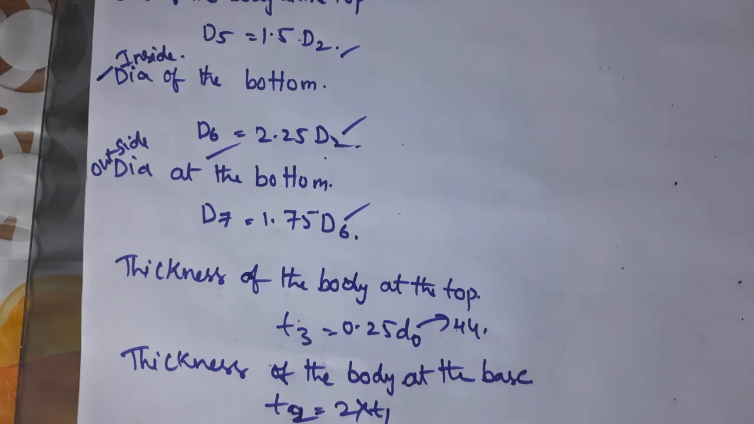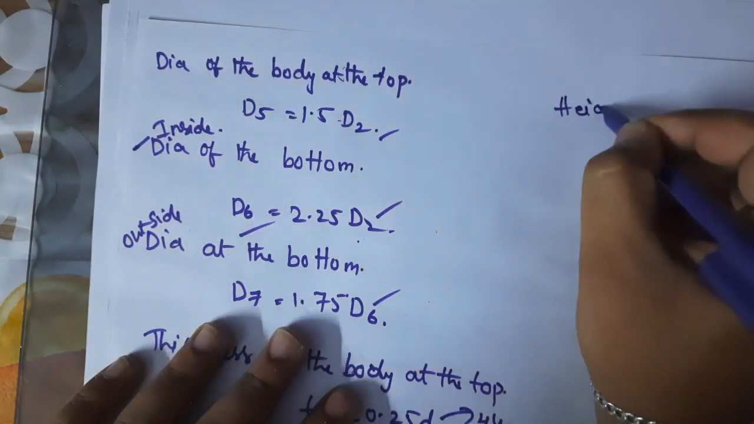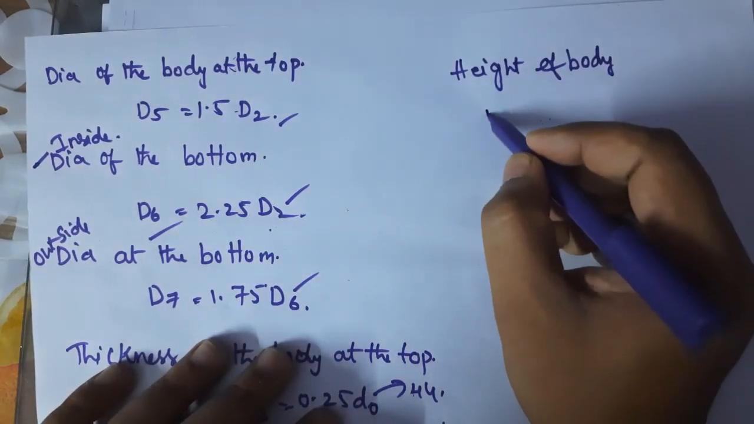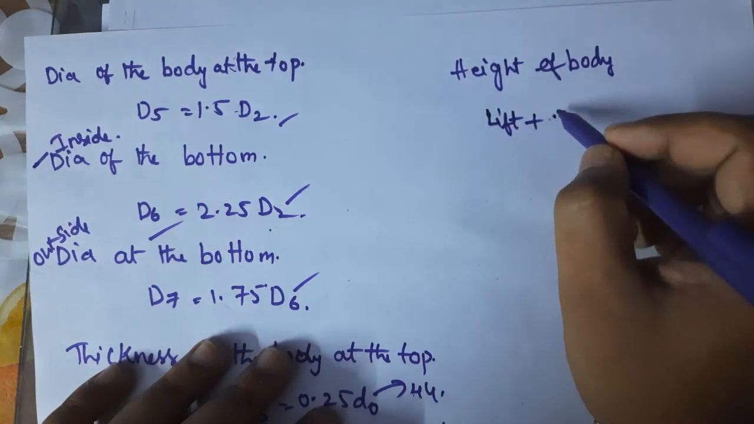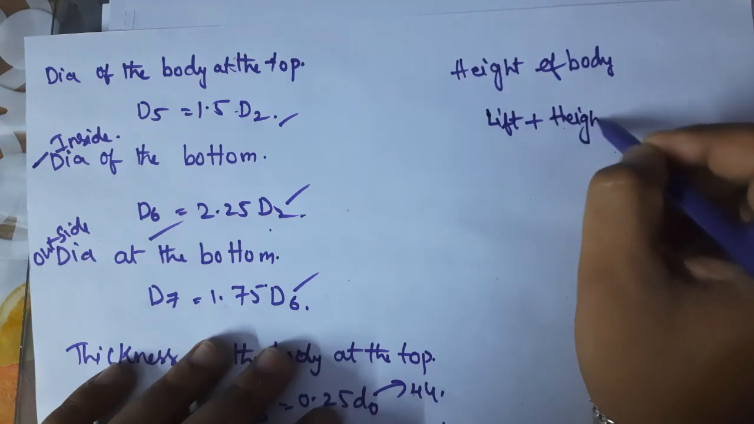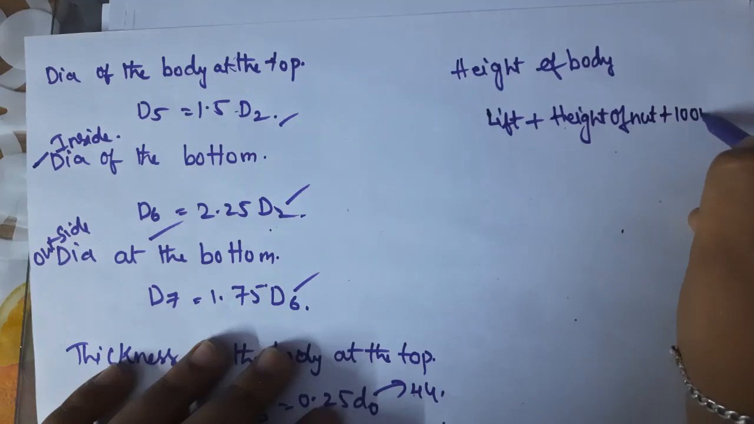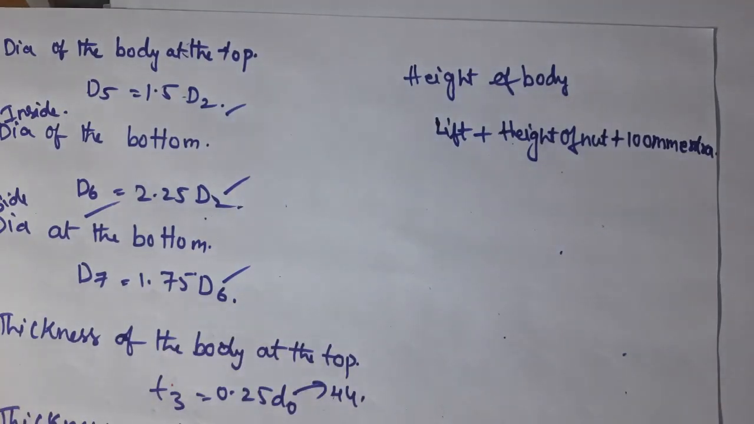Next, height of the body. Height of the body is nothing but the lift, the maximum lift that is given in the question, plus height of the nut, plus 100 mm extra that we have to take. Okay, with that we can find the height of the body.